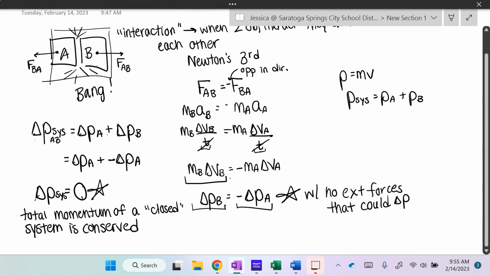So when we did this in class, we talked about how we can get from what we know about Newton's third law to this new idea of conservation of momentum.